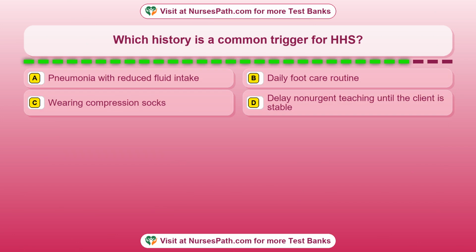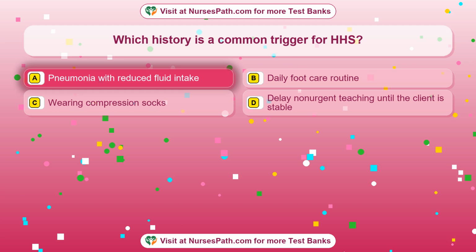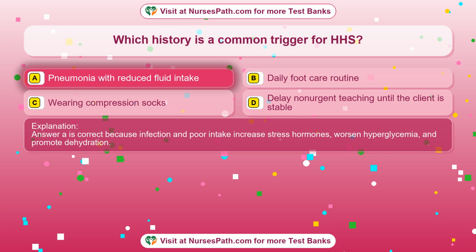Question 5. Which history is a common trigger for HHS? Option A, pneumonia with reduced fluid intake. Option B, daily foot care routine. Option C, wearing compression socks. Option D, delay non-urgent teaching until the client is stable. The correct answer is option A, pneumonia with reduced fluid intake. Answer A is correct because infection and poor intake increase stress hormones, worsen hyperglycemia, and promote dehydration.